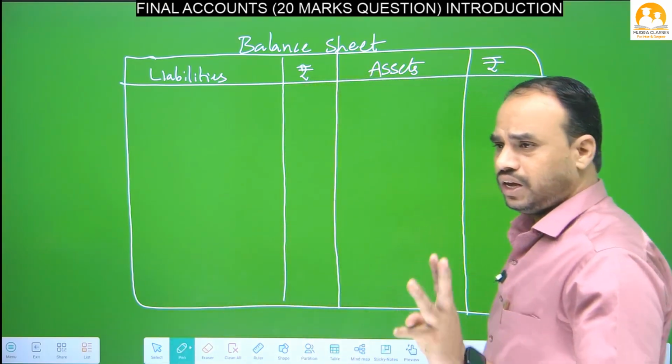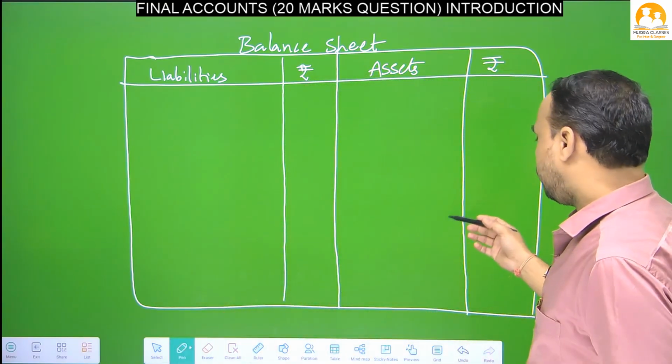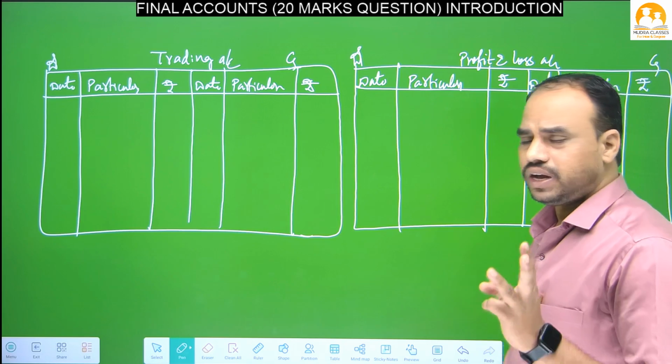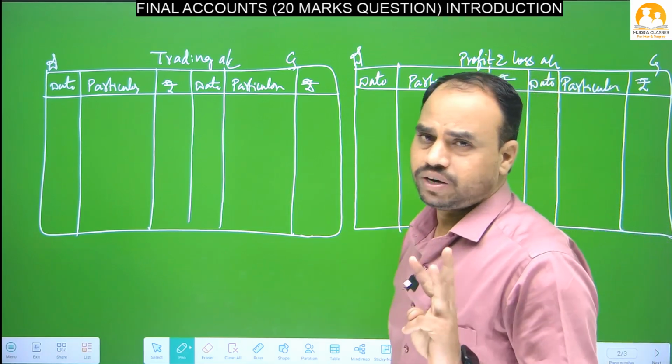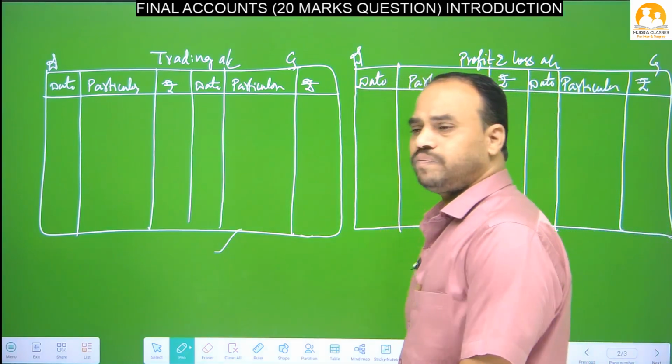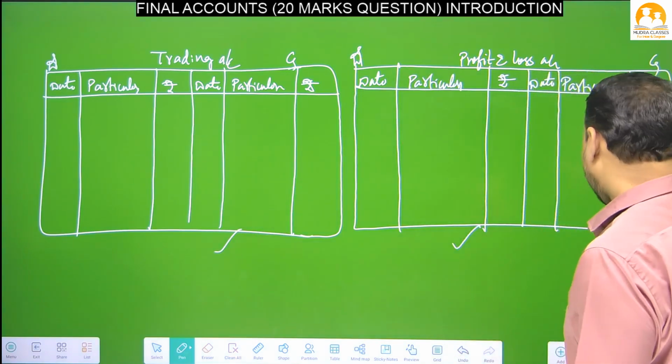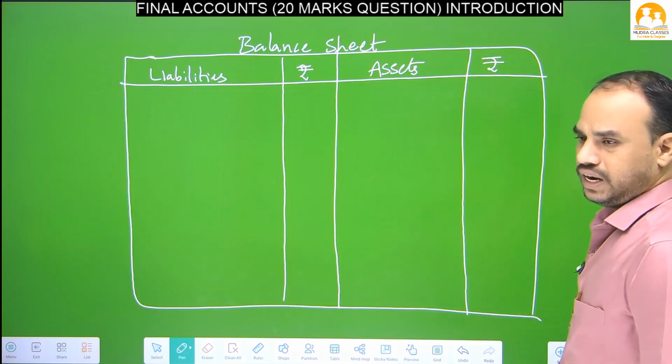So these two are accounts and this is a statement. These three we will prepare in the 20 marks problem: the trading account, the profit and loss account, and one statement, which is the balance sheet.